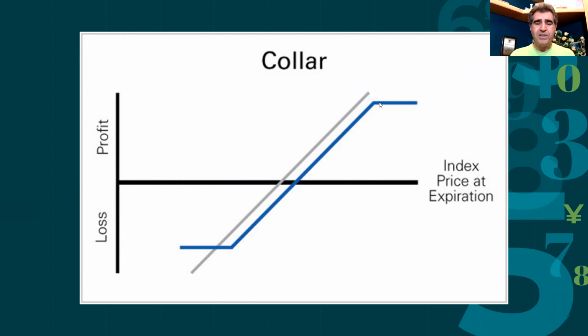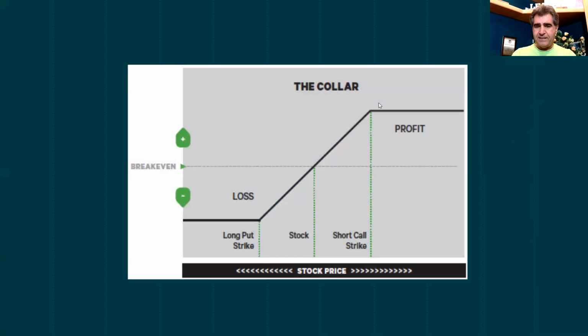So that's the thing about the collar: it limits the downside, but also limits the upside. And this is a little better. You can see this is your loss and this is your profit. Here is the movement of how much it goes up, and when the stock price gets to this, your strike price, that's it. And this is at the money.